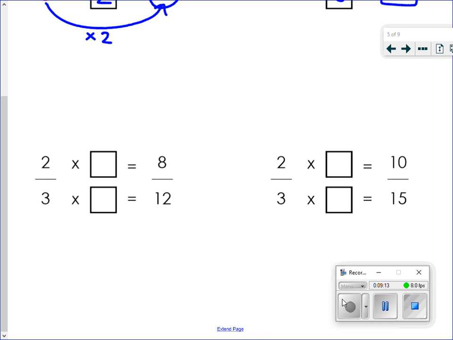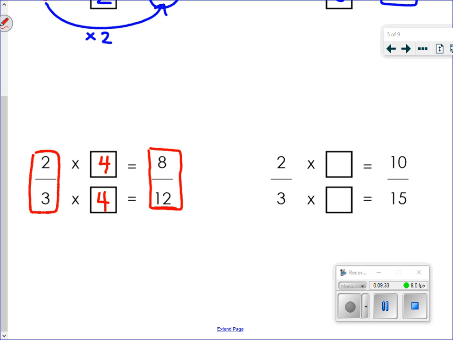Okay, so look at the third one. What have I multiplied my 2 in the numerator by to get an 8 in the numerator? 2 times 4. So then I have to do the same thing in the denominator. 3 times 4 as well. And that's how I got this 12, giving me an equivalent fraction, a fraction that is equal to 2/3. Okay, what about the last one? What have I multiplied my numerator, the 2, by to equal 10? 2 times 5. So I have to do the same thing in the bottom, 3 times 5. And I get an equivalent fraction, 10/15.